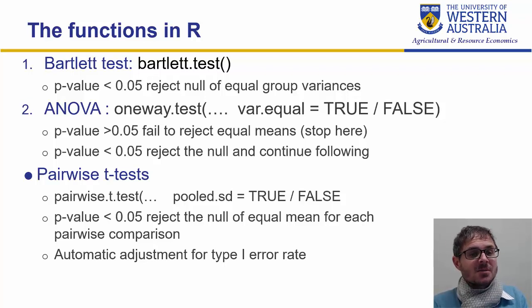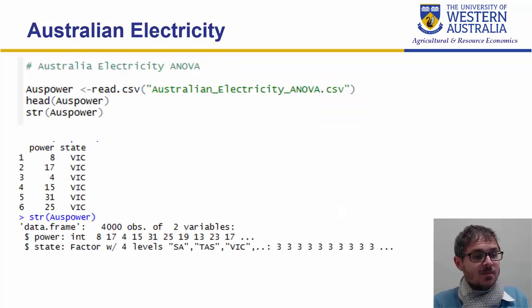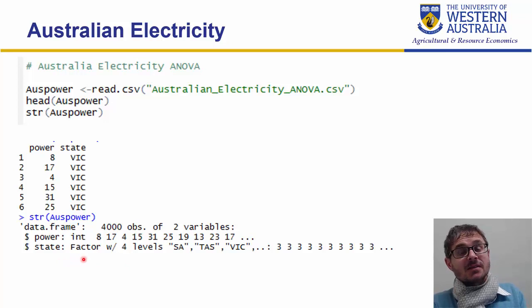All right, so let's look at some electricity consumption data. So we've got our different states. Now we're going to consider 4 states. You can see here I've read in my data, and it says state. State is a factor variable, and there are 4 levels: WA, South Australia, Tasmania, and Victoria.